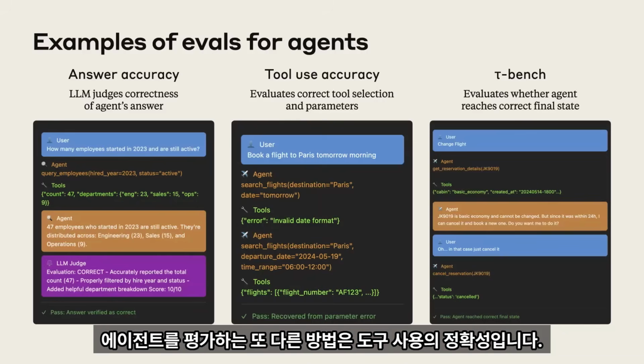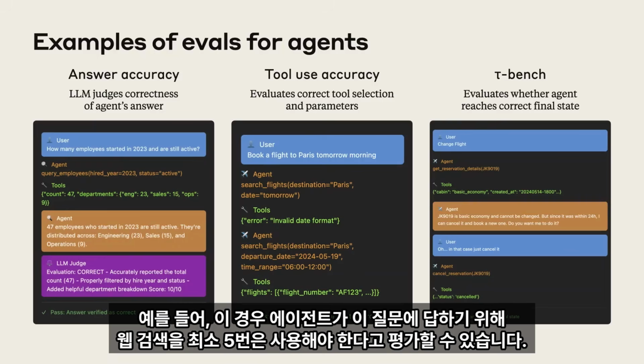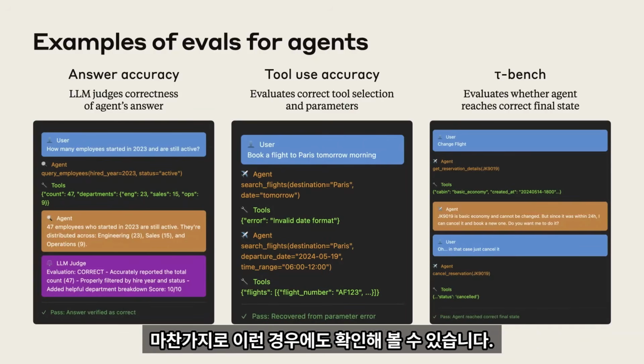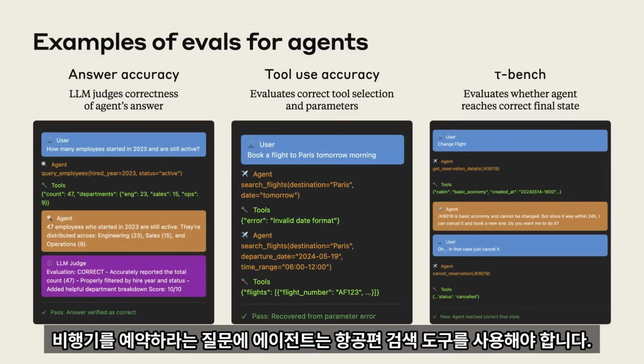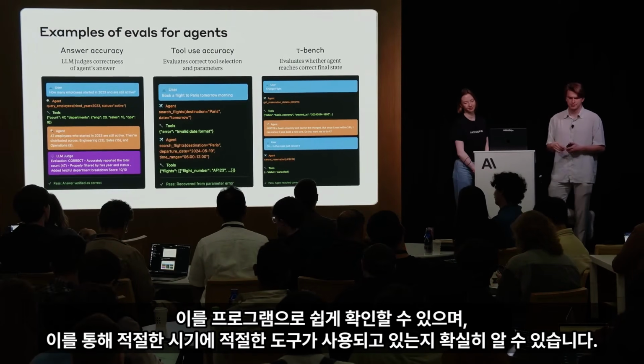Another way you can eval agents is tool use accuracy. Agents involve using tools in a loop. And so if you know in advance what tools the model should use or how it should use them, you can just evaluate if it used the correct tools in the process. For example, I might evaluate that the agent should use web search at least 5 times to answer this question. And so I could check in the transcript programmatically, did the tool call for web search appear 5 times or not? Similarly, in response to the question, book a flight, the agent should use the search flights tool. And you can check that programmatically. This allows you to make sure that the right tools are being used at the right times.